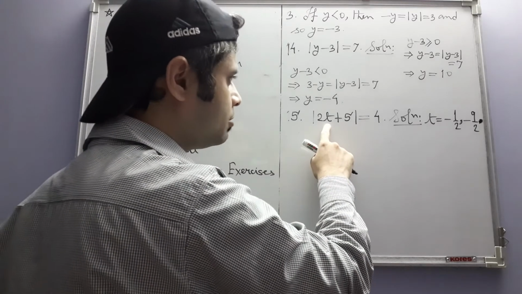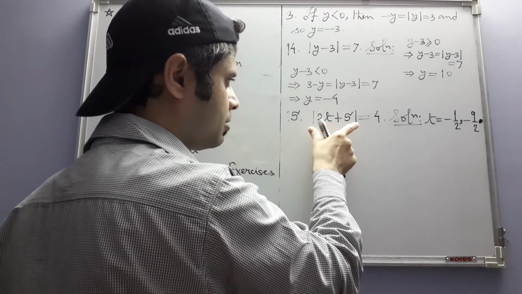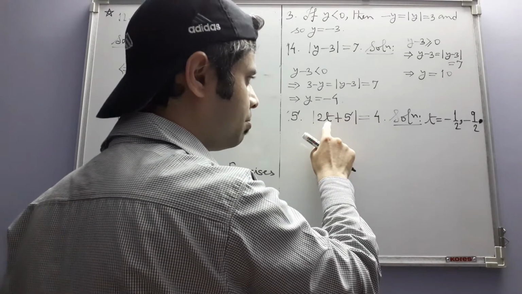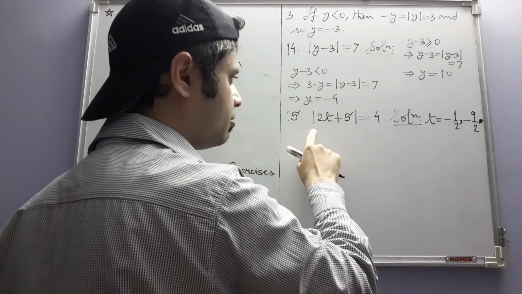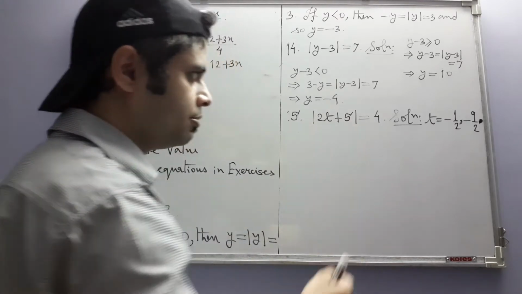If you substitute minus 1 by 2 here, then you get 5 minus 1, which is 4. Absolute value of 4 is 4. And if you put minus 9 by 2, then you get minus 9 plus 5, which is minus 4, whose absolute value is also 4.